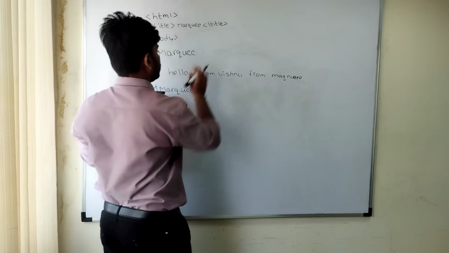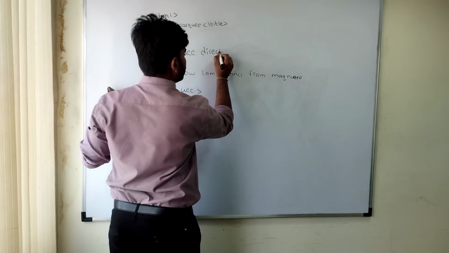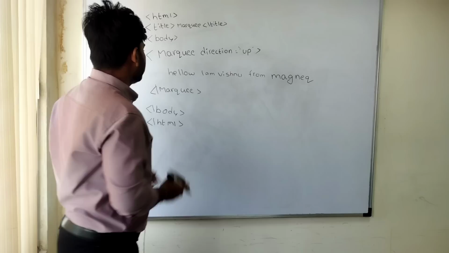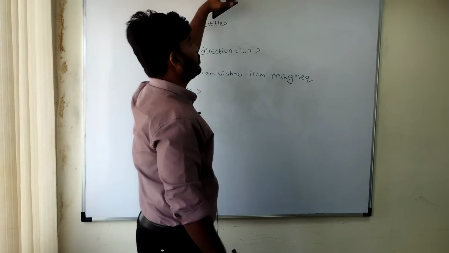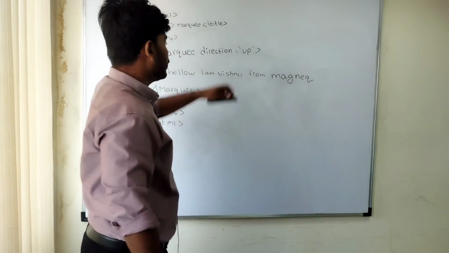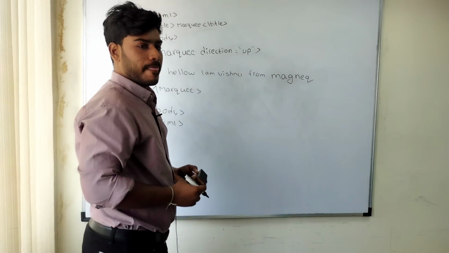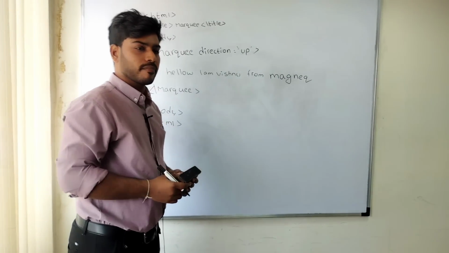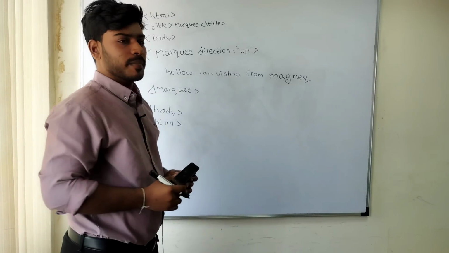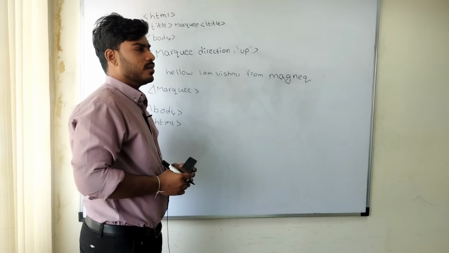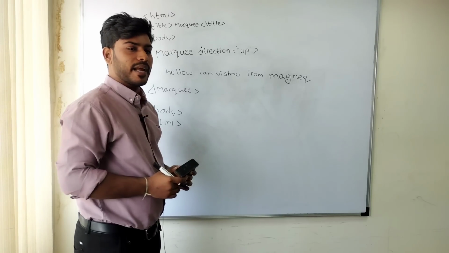Direction. I put direction up, so it will scroll from the upside, ma'am. If I put down, it will scroll from the down side, from down to up. Can we delay it for some time? Is it possible? Sorry, ma'am. Did you hear about that attribute in the marquee tag? I heard, but I didn't practice it.